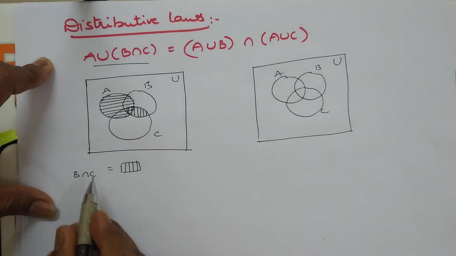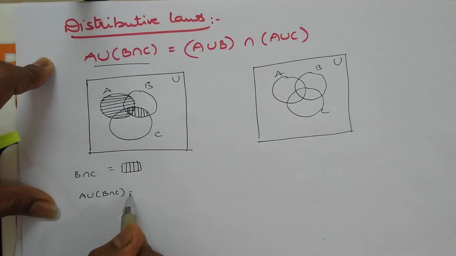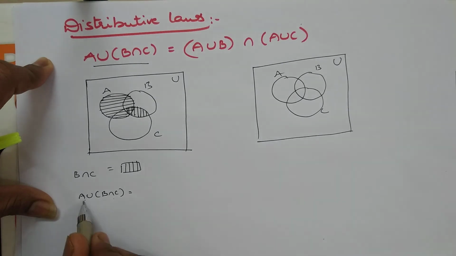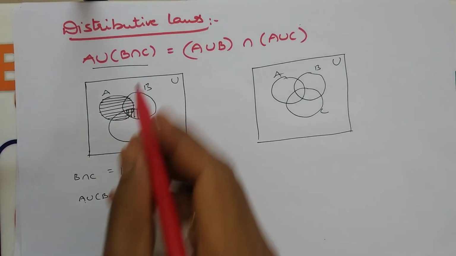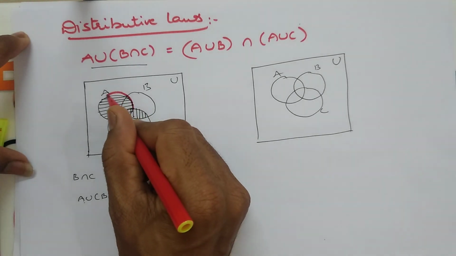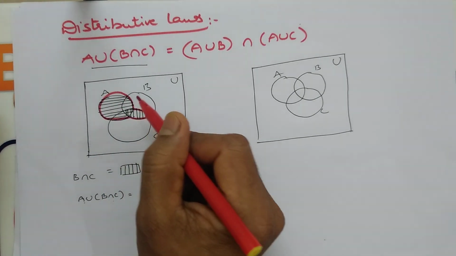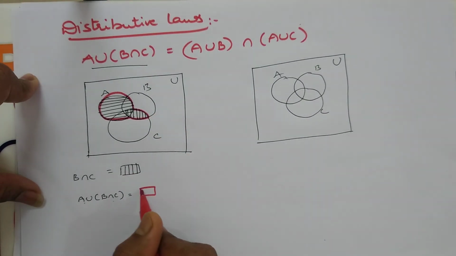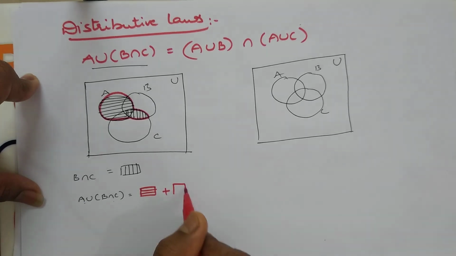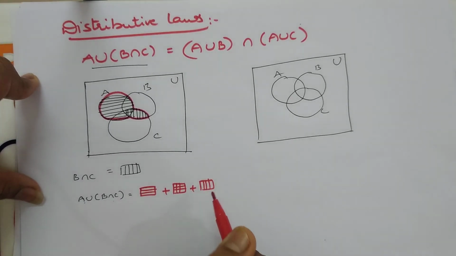Now A union (B intersection C). In between these two, union is there. Union means full region, the total region, which includes the common region and the singly shaded regions also. This full region will come. So horizontal will be plus double shaded plus vertical.